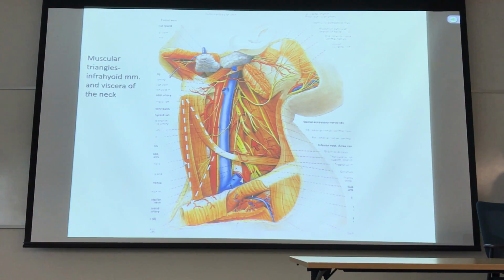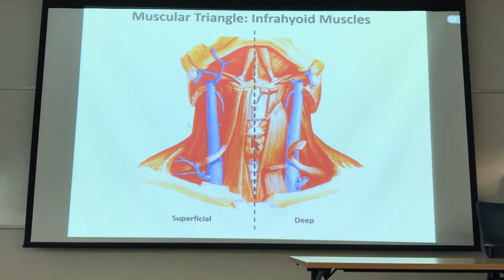So we've mentioned how the muscular triangle is one that basically had the infrahyoid muscles in it. Superior belly, sternohyoid, sternothyroid, thyrohyoid. Understand that the omohyoid and sternohyoid are more superficially located. The sternothyroid and thyrohyoid are a little bit deeper located.